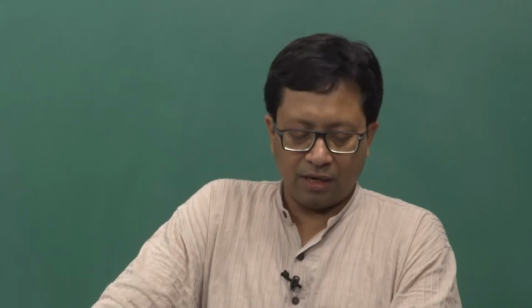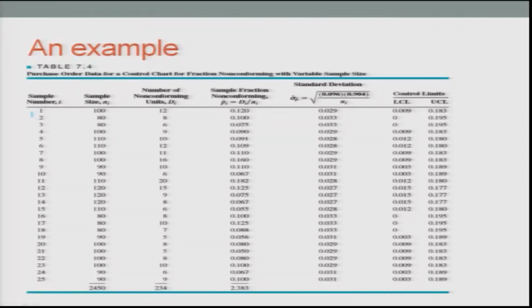Now, see what you are doing here in this case. The sample sizes are changing. So, in the first case, let me highlight again, it is 100 in number, while in the last case, the 25th one, it is 90 in number. So, the total such additions, the total sample size, comes out to be 2450.